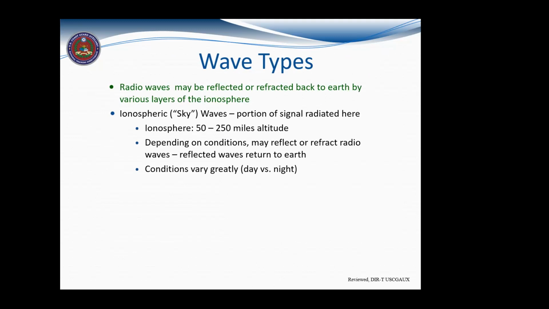The signals going into the ionospheric area and bounce back are referred to as sky waves. This is a range from 50 to 250 miles in altitude, sometimes varying in daylight and night. Other atmospheric conditions can also affect them. But with the old radios, this would give you a far greater range, sometimes more than you wanted.